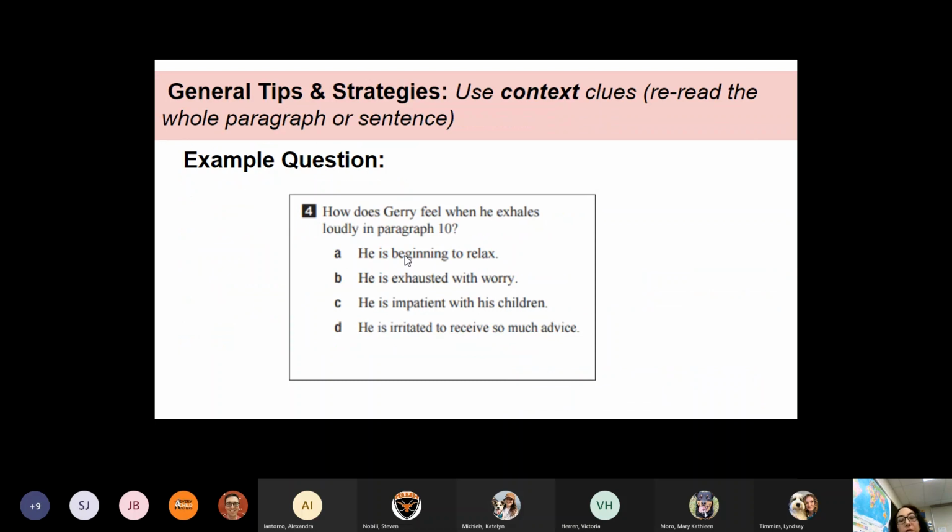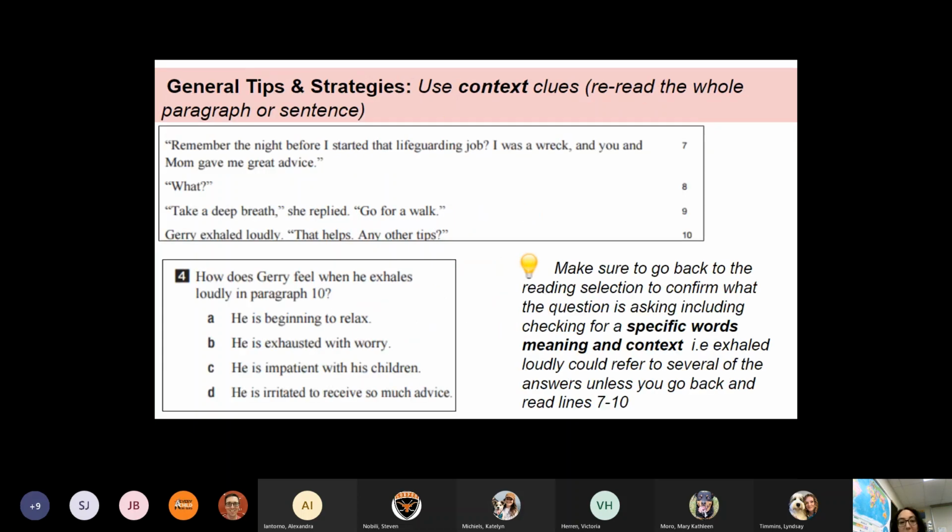So here is a question from one of the literacy tests a few years ago. And the question is, without knowing the context, how does Jerry feel when he exhales loudly in paragraph 10? And if you were to first look at this question, you will see that all of the options could in fact be right. These are all reasons why someone may exhale loudly. And so it's not enough to just take a guess or to use what you think you know about the question. You have to go into the text.